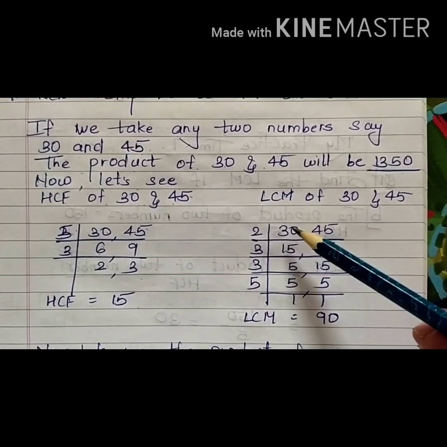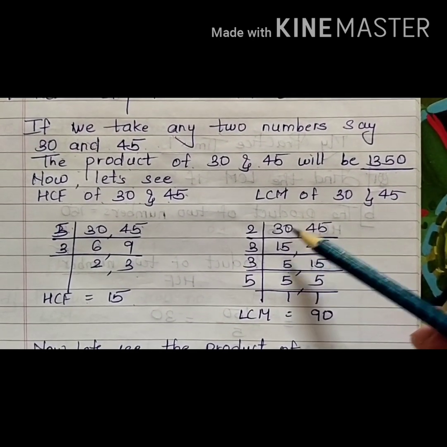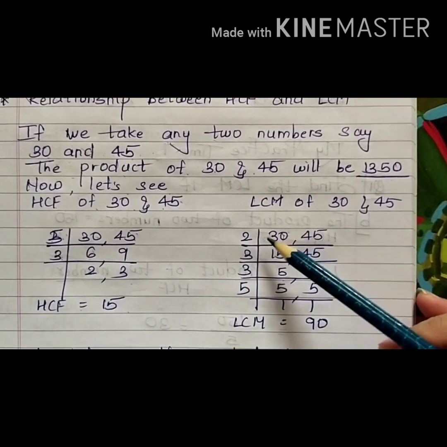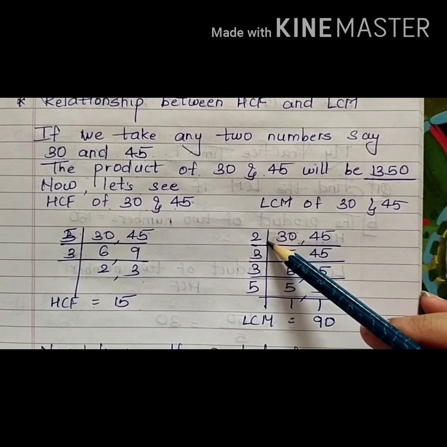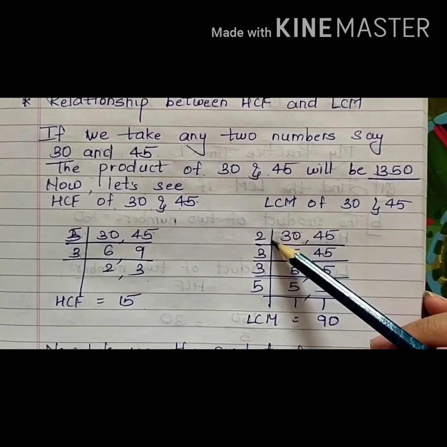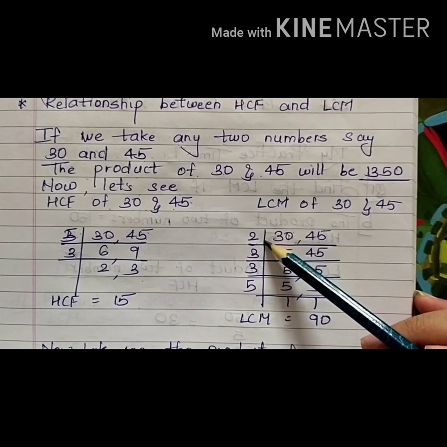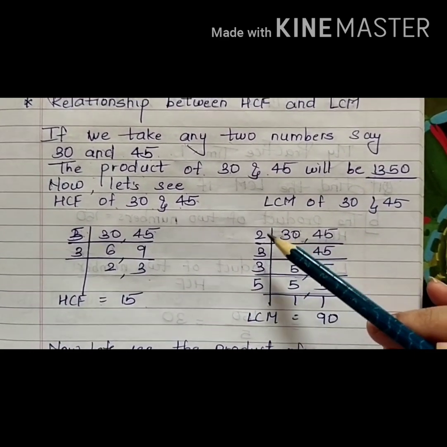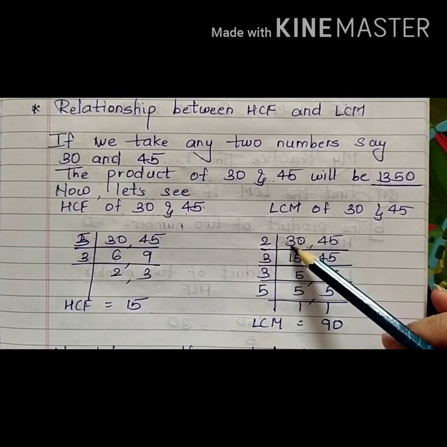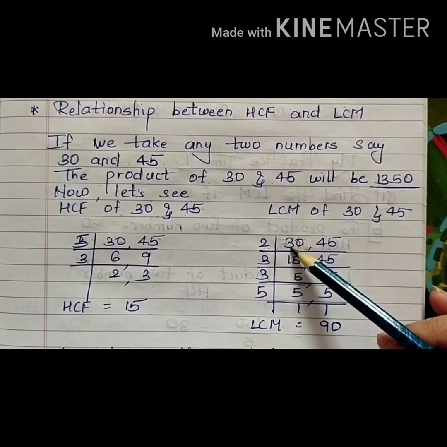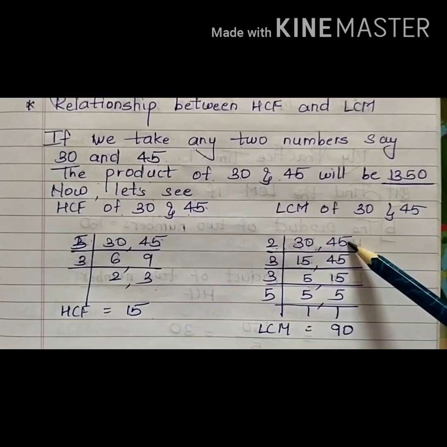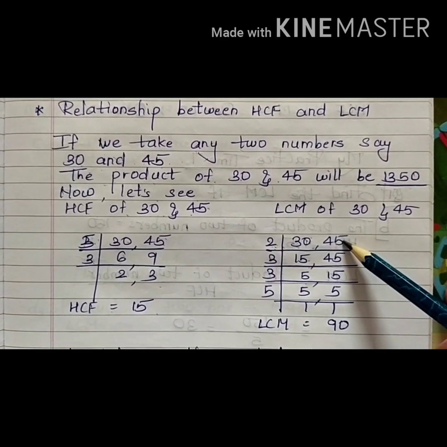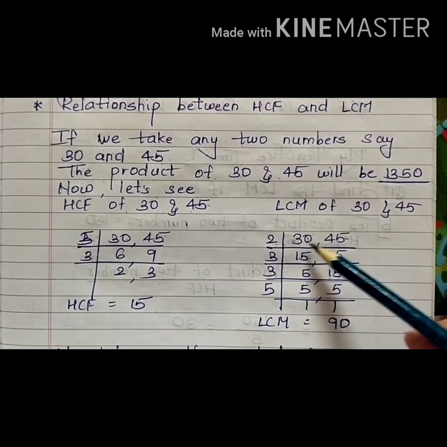Now LCM. Let's find the LCM as well of the numbers 30 and 45. So 2, 15s are 30. Now children, I have taken 2 here because we are finding LCM. LCM does not bother what factor you take, as long as one of the numbers is divisible by it. So here 2 is divisible into 30, but it is not divisible into 45. So that is not a concern with LCM. We can take any factor which can divide at least one of the numbers.